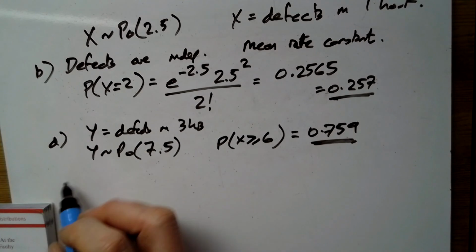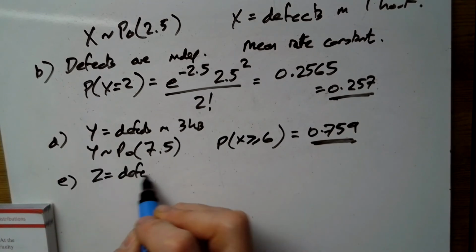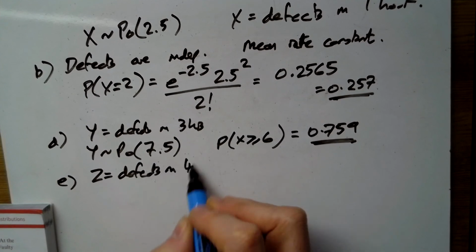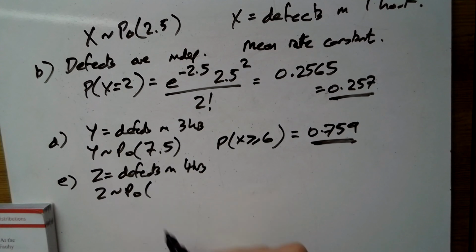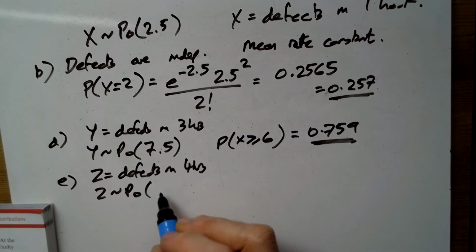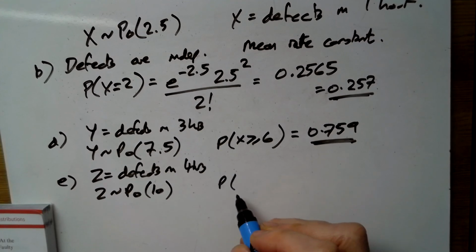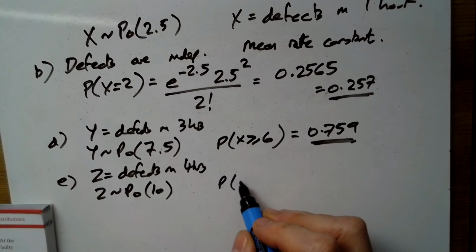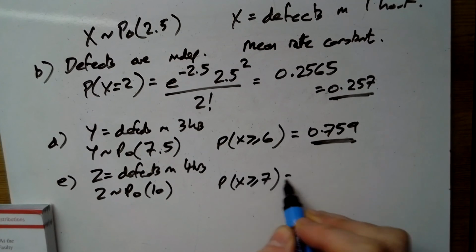And part E, we've got to change it again, haven't we? This time we've got a 4-hour period. So Z equals defects in 4 hours. And I know you're getting annoyed of having to write this out every time, but I think it's worth it. And the mean in 4 hours, of course, is 10. And we want the chance of there being at least 7, so greater than or equal to 7.